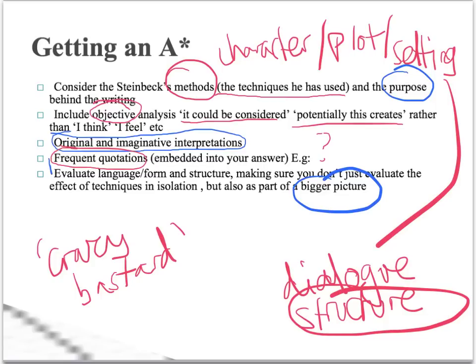So this key word here, evaluate, it's one of the most important. If you're not really fully clear on evaluation, it means that you're weighing things up and making judgments. And I think it's quite important to also point out that we're looking at language, form and structure, not just language. So evaluation, a really, really crucial skill.